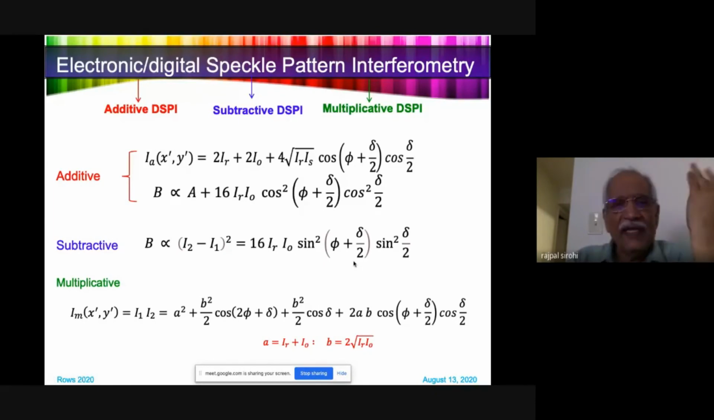And multiplicative, you get several fringe patterns. You have one due to pure cos delta, another due to cos delta by 2, where alpha, beta, but you generate a kind of pattern which is normally not used. We mostly use subtractive because it frees us from the background speckle noise.